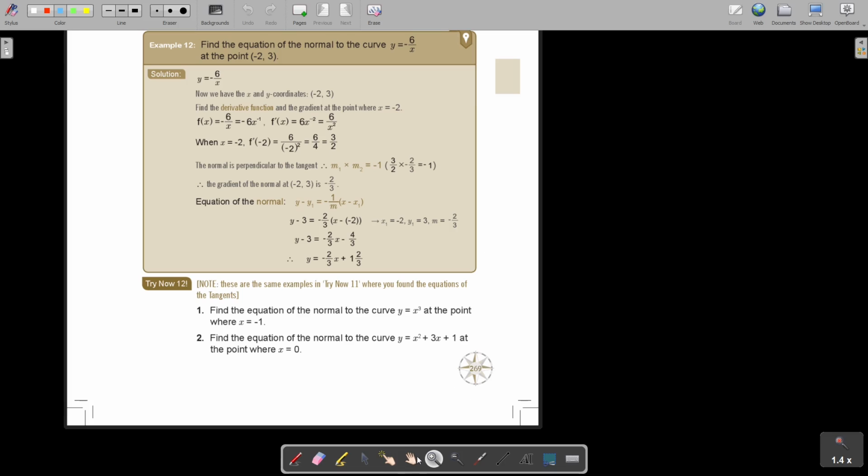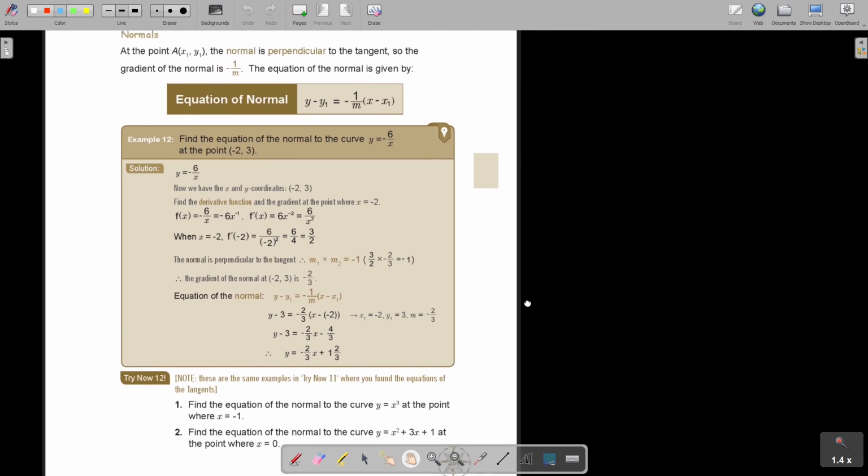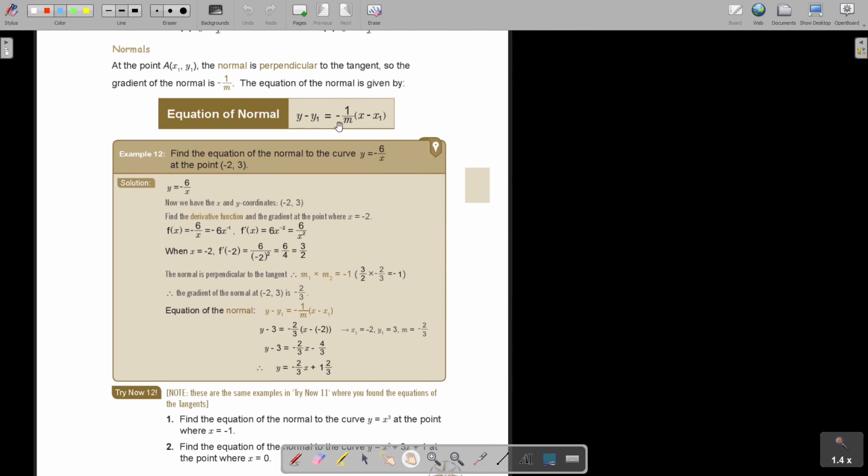So in this case, let's just see the normal. Let me look at an example, I think it's always easier. So find the equation of the normal to the curve at the point. The first thing that you're going to see, now we have the x and the y coordinates, 2 and -2.